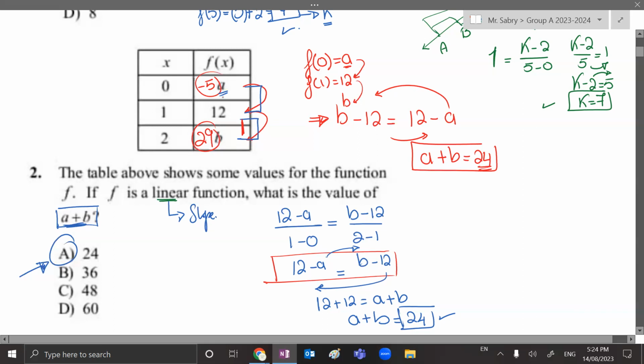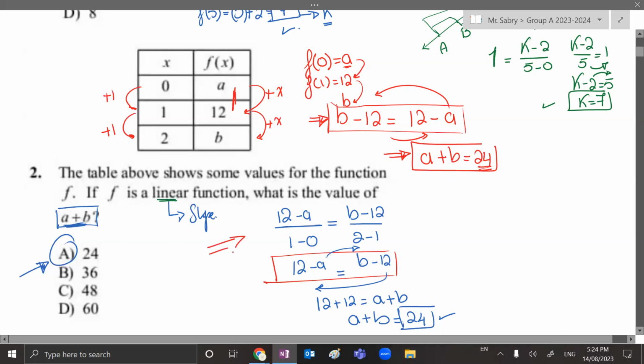So it doesn't matter what the value of A is, and it doesn't matter what the value of B is. The easiest and fastest way to look at it is the difference from A to B. Because this is the same difference, we keep adding 1 here and we keep adding 1 there, so whatever we add here must be added there as well. So we can come up with an equation and say that B minus 12, this difference, must be equal to this difference. Now when you solve the equation, you'll get the same exact answer, that A plus B is equal to 24.